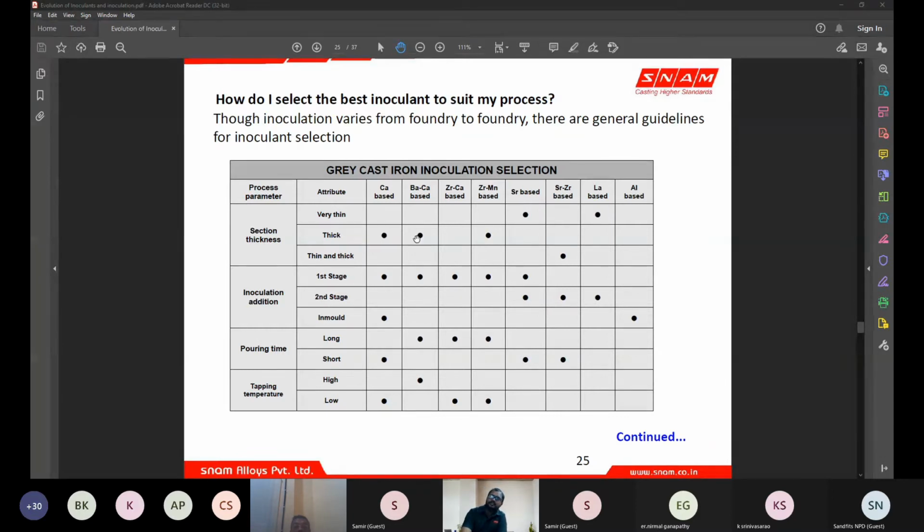For a thick section, generally people go for barium and calcium based inoculant, and for a thin section, strontium or lanthanum based inoculant. For a very thin section or a thin and thick combination, people go for strontium and zirconium based inoculant, where the strontium element has a potency, like for a given second or microsecond, the amount of micronuclei getting generated is more. So for a second stage inoculant, which goes directly close to the mold or inside the mold, strontium based inoculant works in a better way. It gives a special boost to the inoculation process.